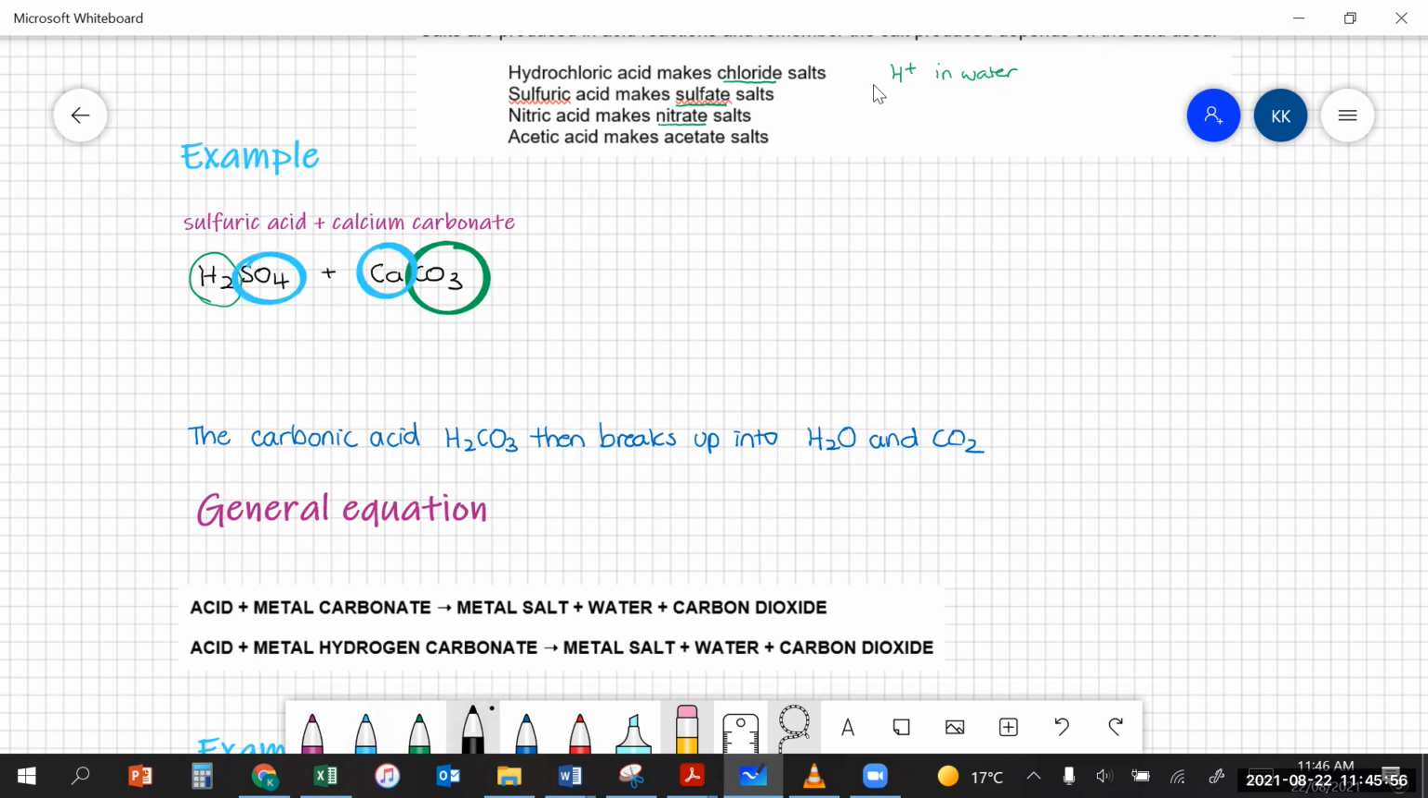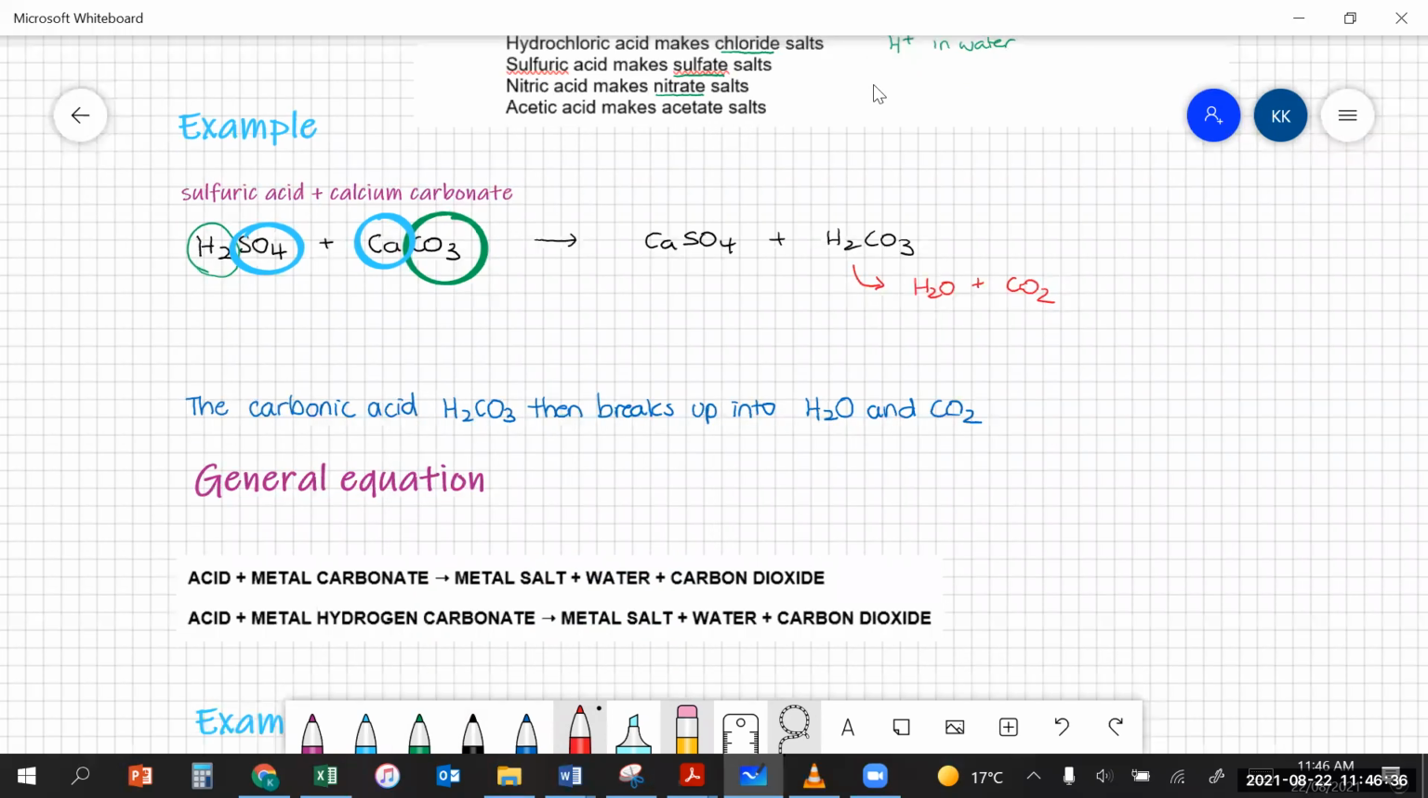So we would expect our reaction products here to be calcium sulfate and H2CO3, which is carbonic acid. Now, we do observe this. However, what we see is that this carbonic acid breaks up further into water and carbon dioxide. And so when we react acids and metal carbonates, we get our metal salt, water, and carbon dioxide formed.